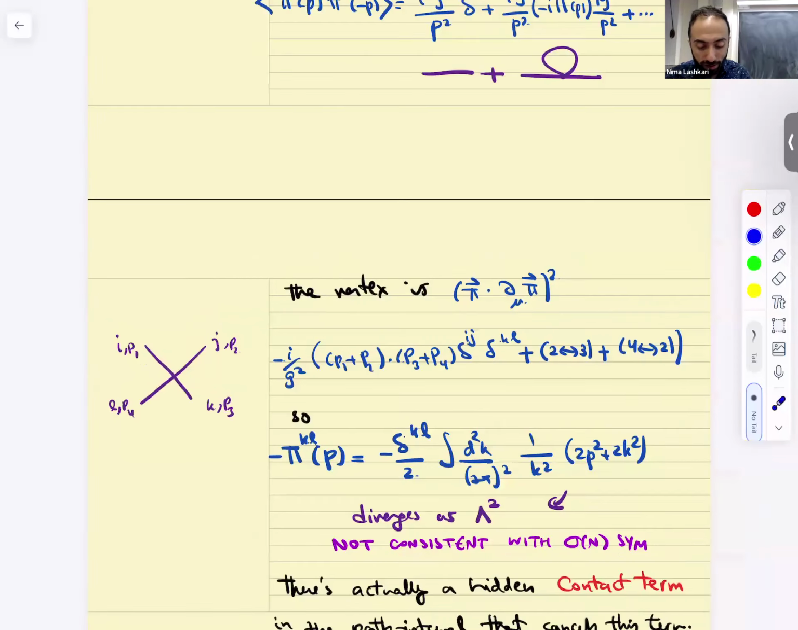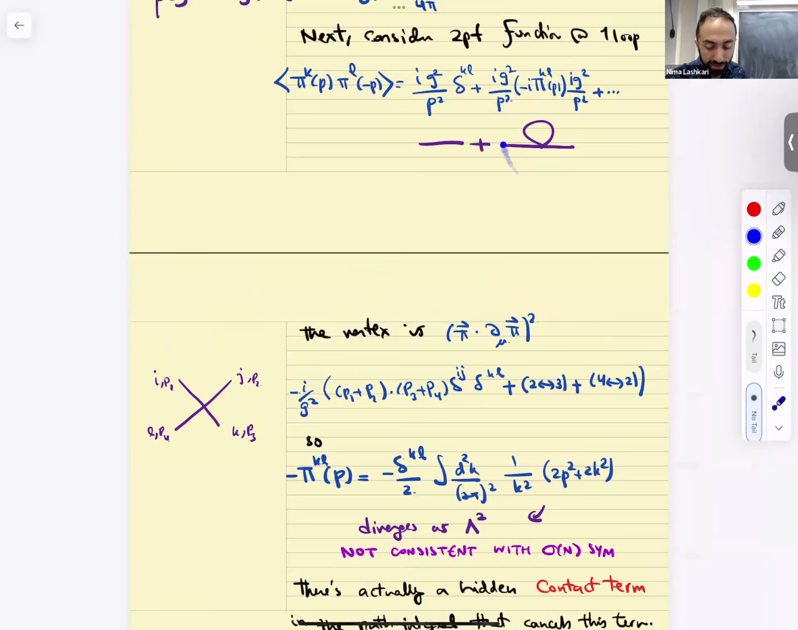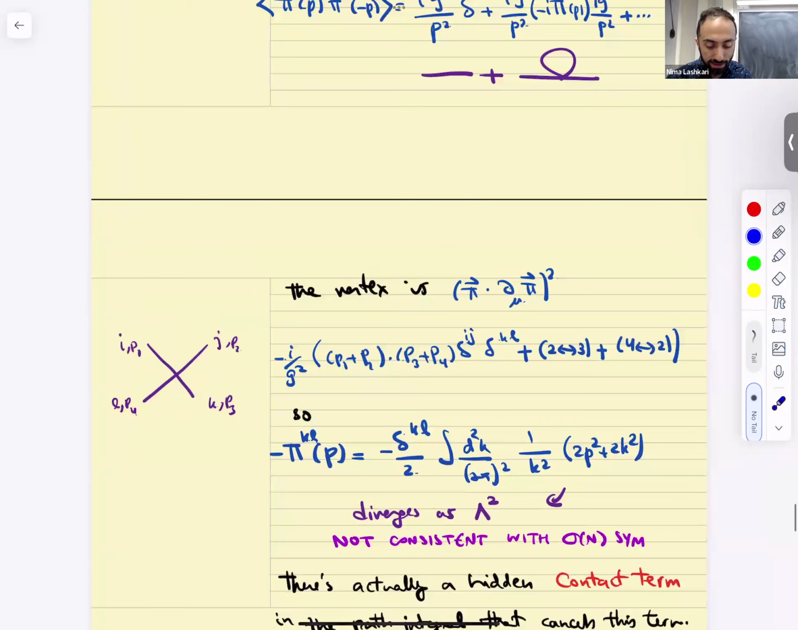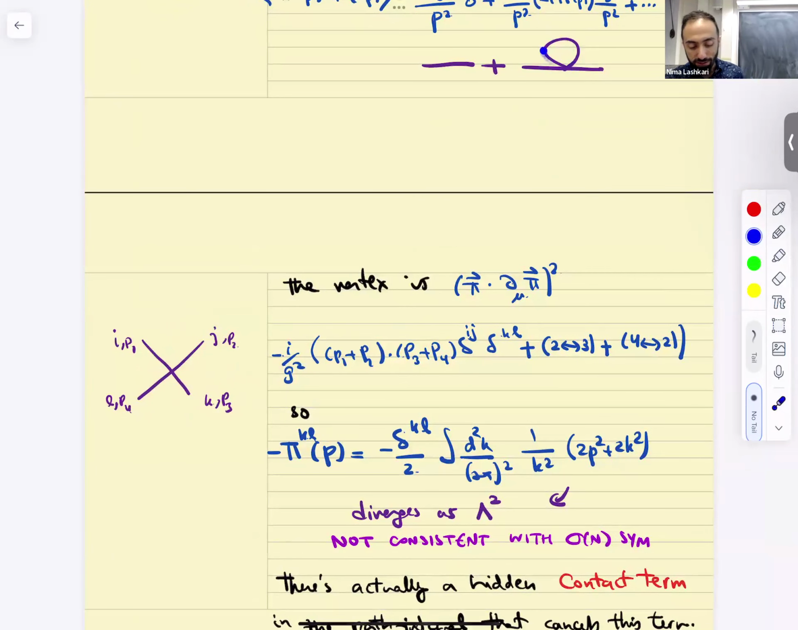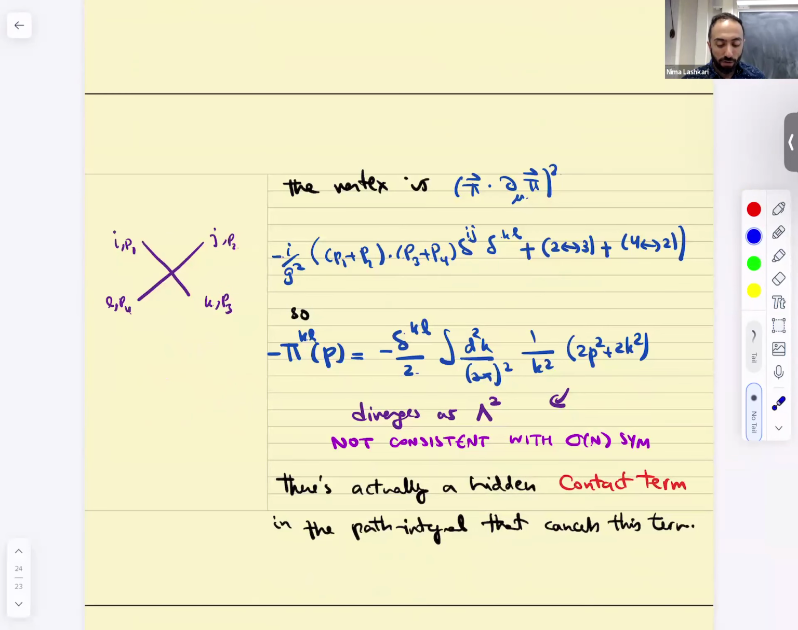All right, so what we were after was calculating this guy. So let's calculate it. It's delta^{kl} because it's obvious. 1 over 2 is the symmetry factor. There's an integral over d^2k, 1 over k squared, times (p squared plus k squared). Now, this is awfully divergent. It's so badly divergent that we're in trouble. The divergence is not consistent with O(N) symmetry.